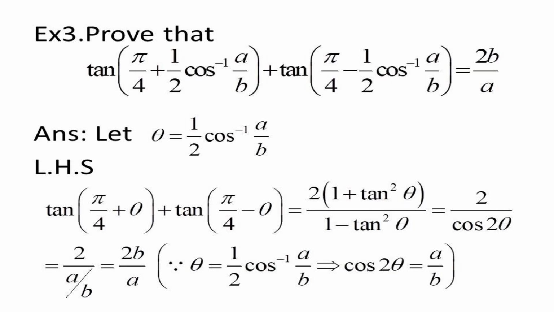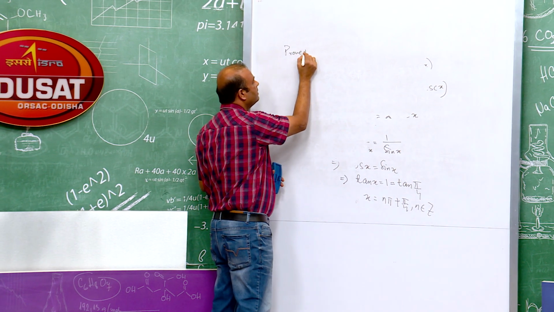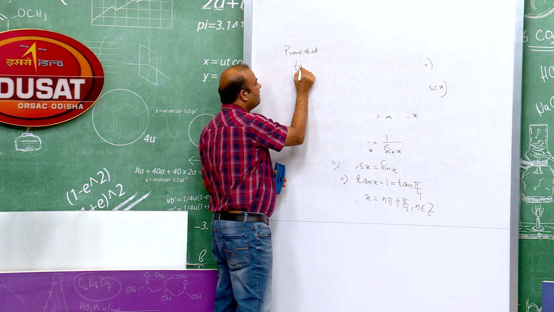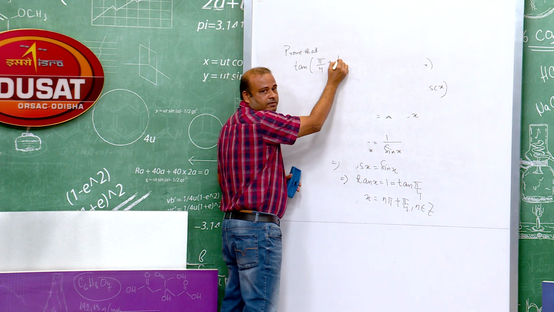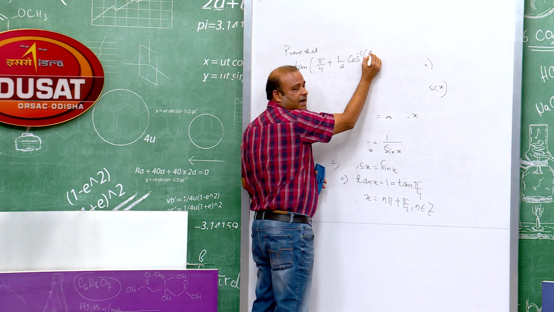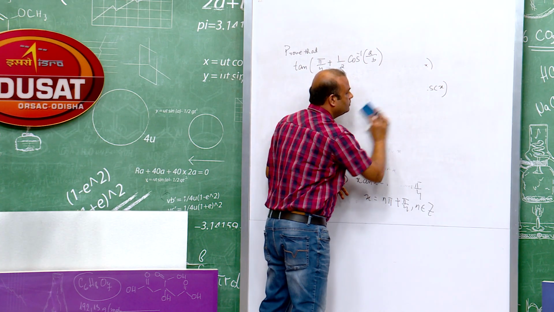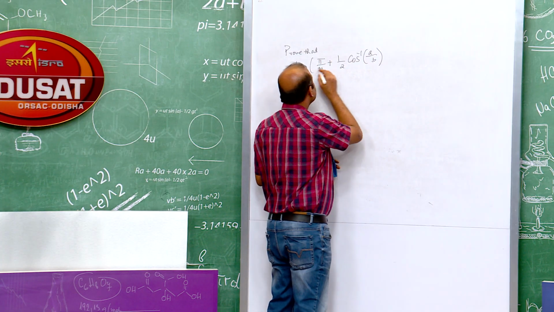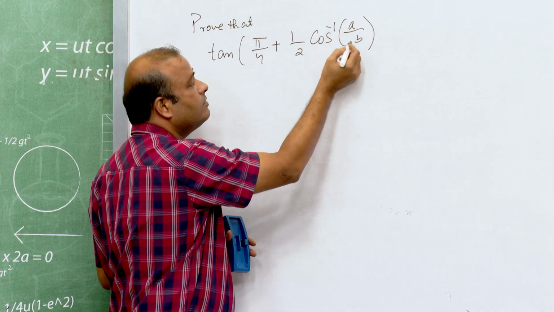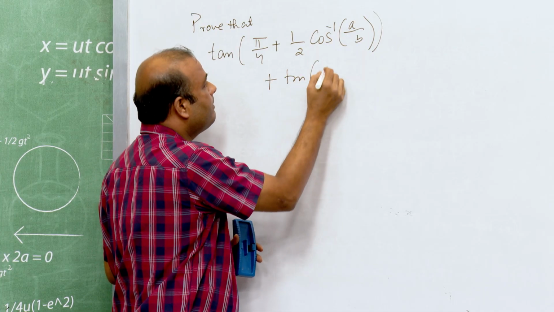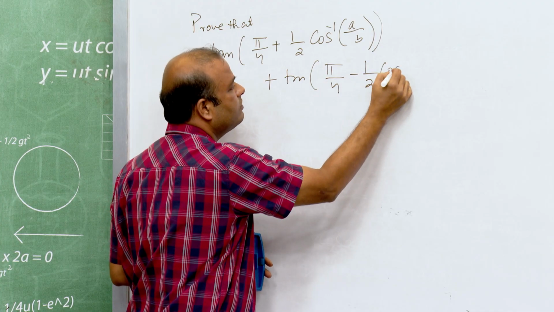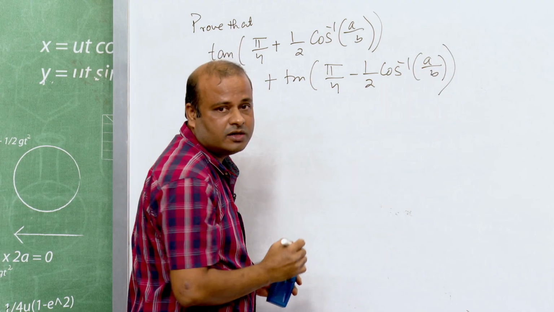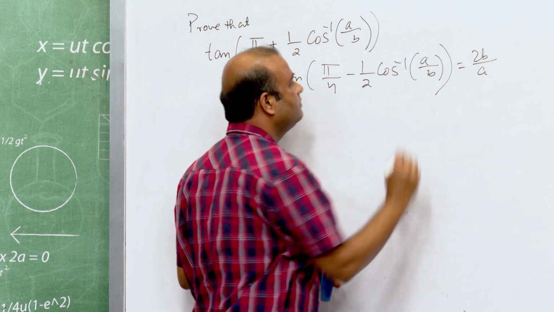Now let us prove another problem, that is: prove that tan(pi/4 + 1/2 cos inverse a/b) plus tan(pi/4 minus 1/2 cos inverse a/b) is equal to 2b/a. So you have to prove this one.